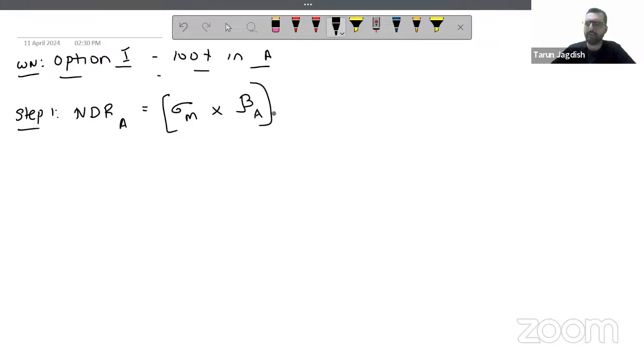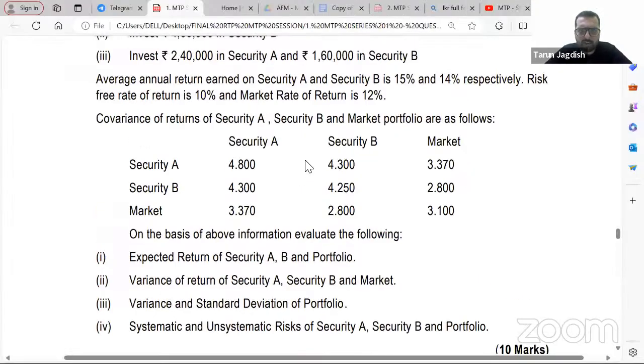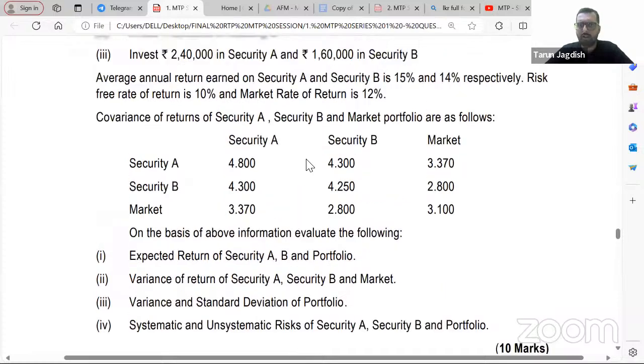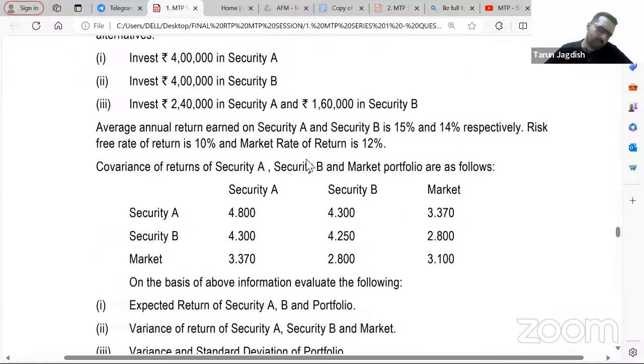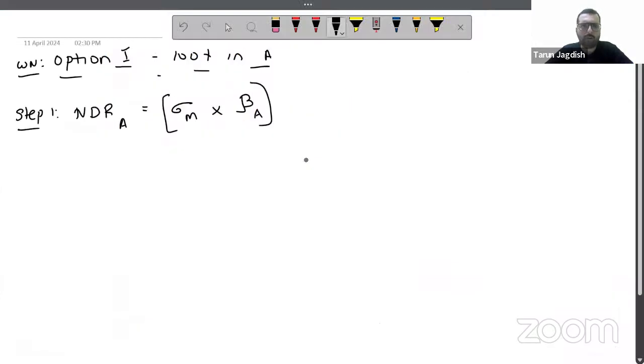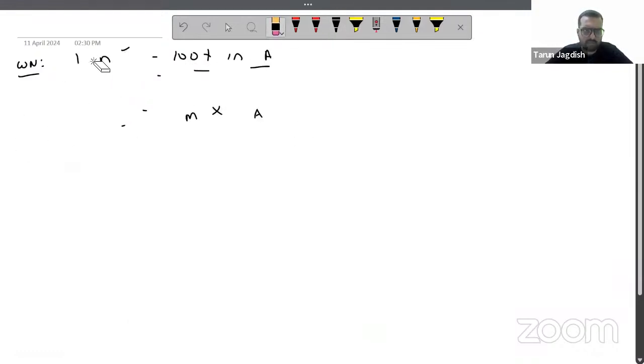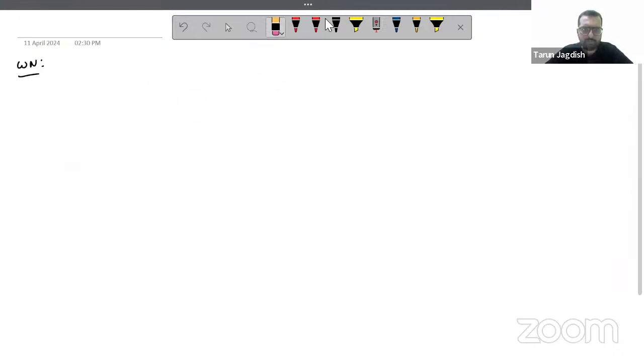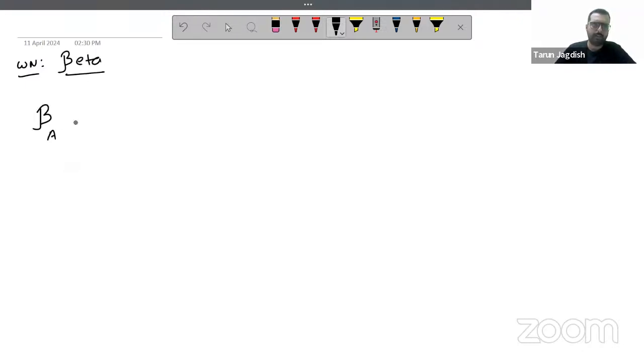Now tell me, have they given the beta anywhere over here? No, beta is not given. So how do I find out beta? So I think even before this, I should work out the beta first, correct? So tell me, I'll put the formula number 3 for beta. So I will write down beta. So I'll use beta of A will be covariance of AM divided by variance of M. I think that's a logical answer.